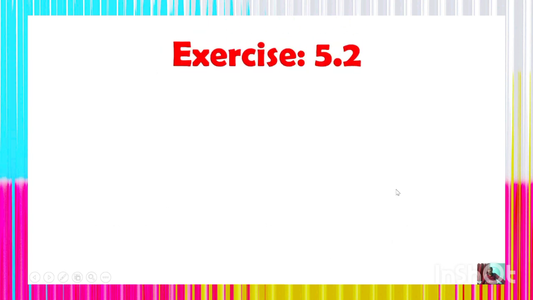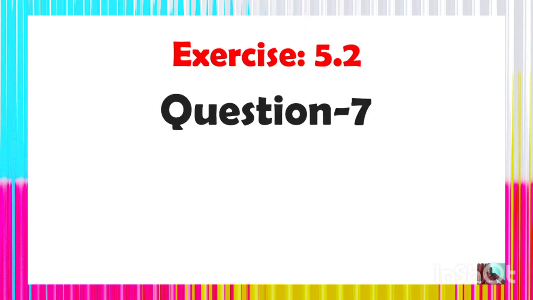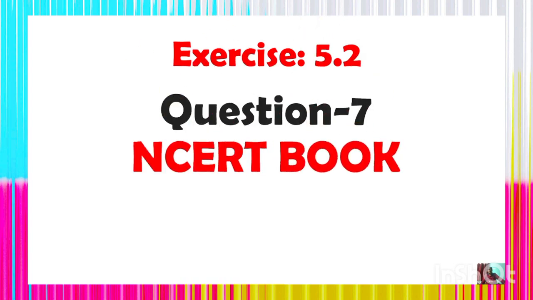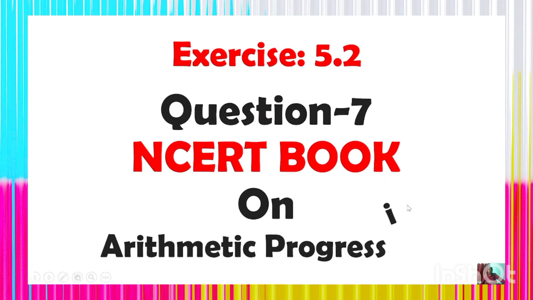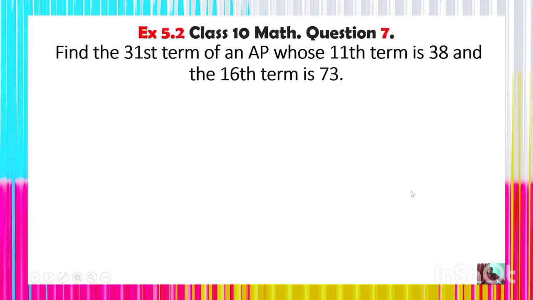Right, exercise 5.2, question number 7. Right, look at that of your NCERT book. Based on the concept of arithmetic progression, we are discussing a vital problem for you. Okay, let's see the question here. Find the 31st term of the AP whose 11th term is 38 and the 16th term is 73. Okay, find the 31st term of the AP whose 11th term is 38 and 16th term is 73.